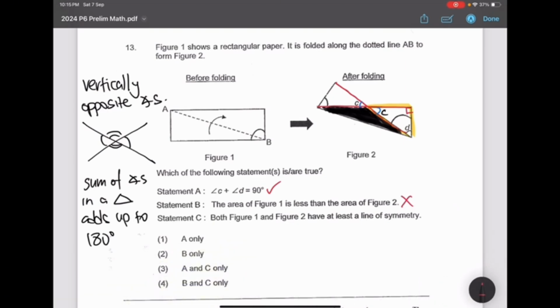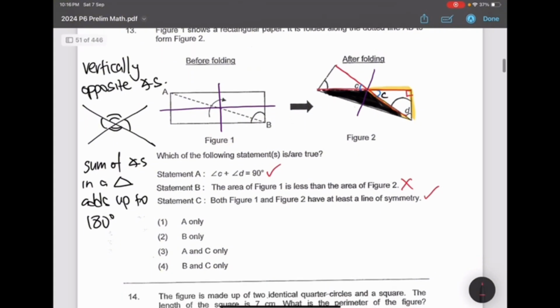Now looking at statement C, both figure 1 and figure 2 have at least a line of symmetry. Knowing that figure 1 is a rectangle, drawing a line straight down the middle from both sides will give me lines of symmetry. And looking at figure 2, if you were to draw a line like that, can you see that both sides are actually the same? So this is true. And therefore your answer is A and C only.